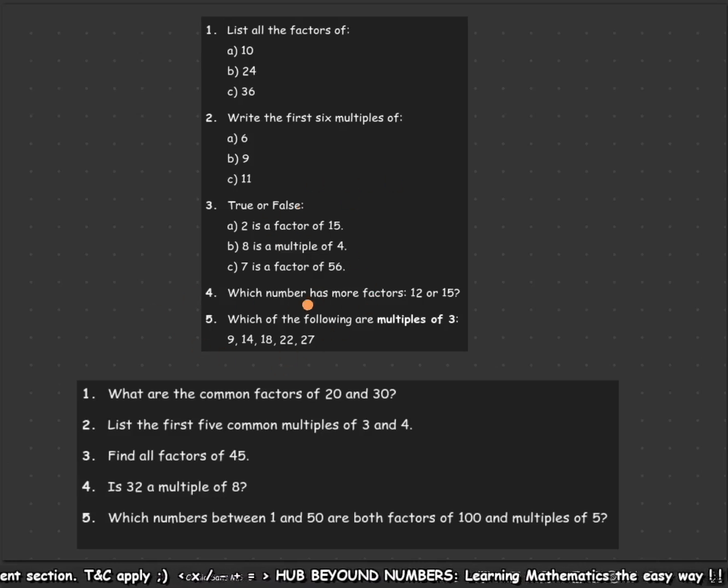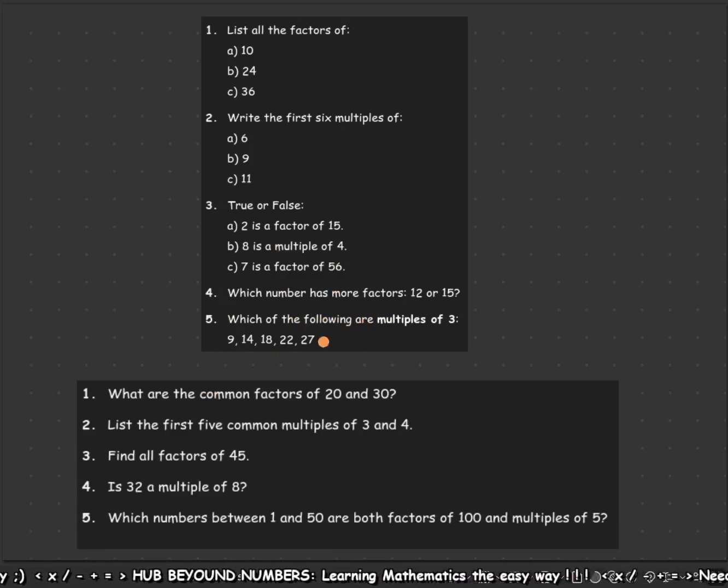Whilst we have, which number has more factors? Is it 12 or 15? Which of the following are multiples of 3? And then we have the second one also over here. I do hope and believe that you'll be able to do them yourself.